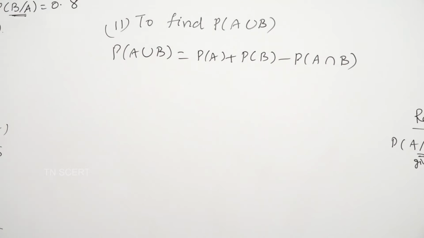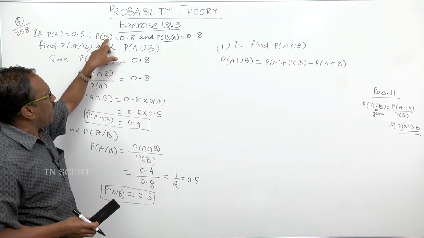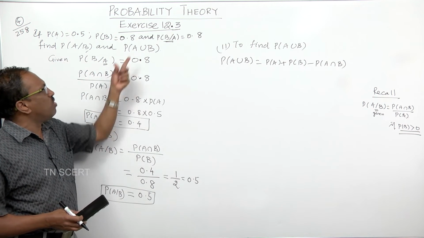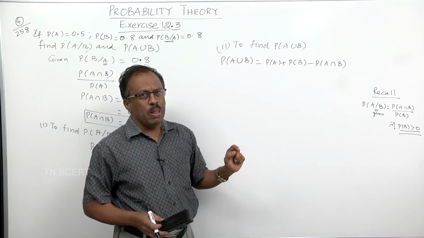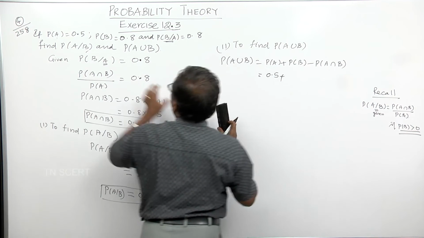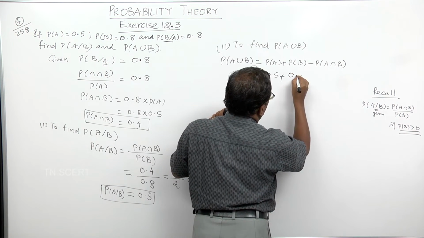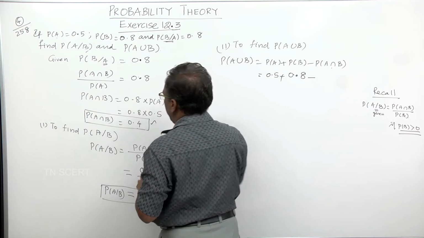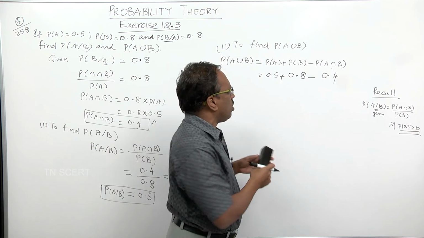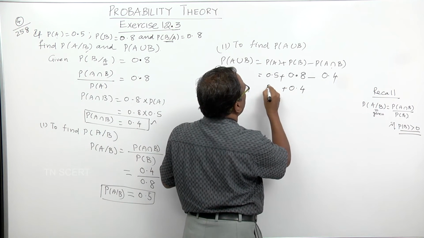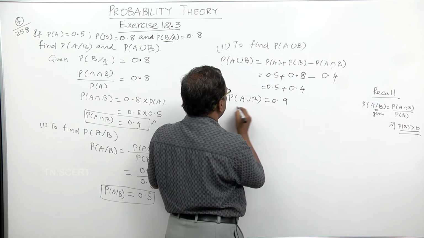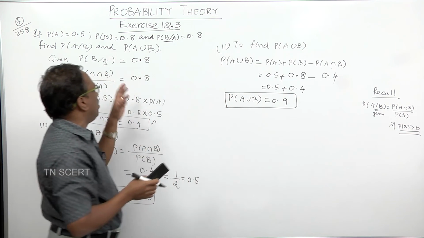From the data we have, P of A we have, P of B we have, and P of A intersection B, from the first part, we found out as 0.4. Make use of all the results, we can find P of A union B. P of A is 0.5, it is given, plus P of B, 0.8, minus P of A intersection B, 0.4. So 0.8 minus 0.4 is 0.4, plus 0.5, that means 0.9, that is P of A union B. This is the second one we found out.